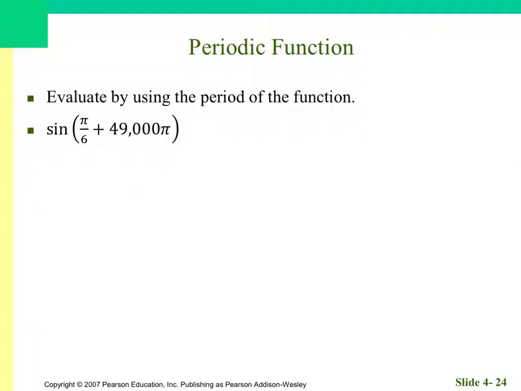So evaluate by using the period of the function. All right, so we have the sine of pi over 6 plus 49,000 pi. Well, I want to divide that by 2 pi because that's the period, because that'll tell me how many times I go 2 pi. Okay?